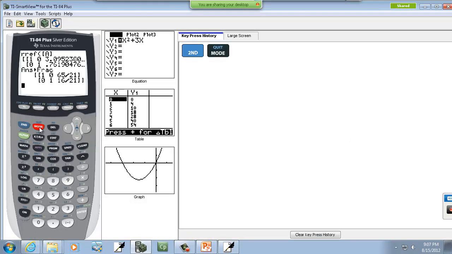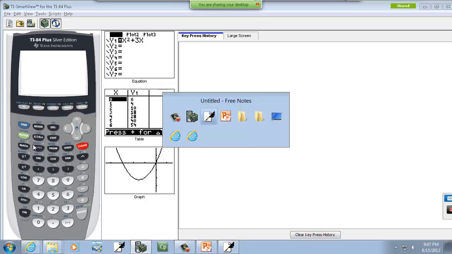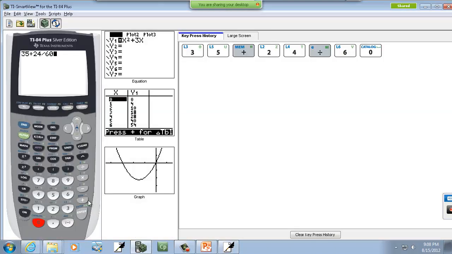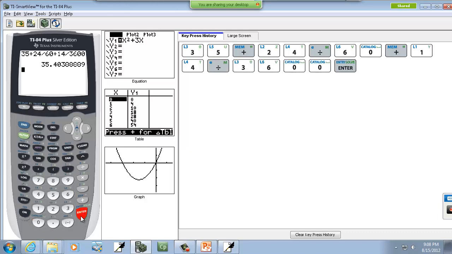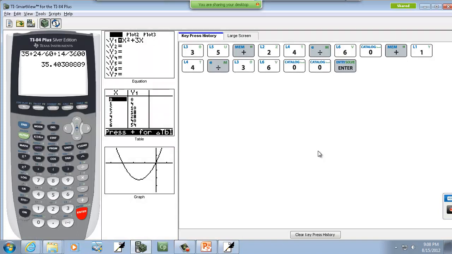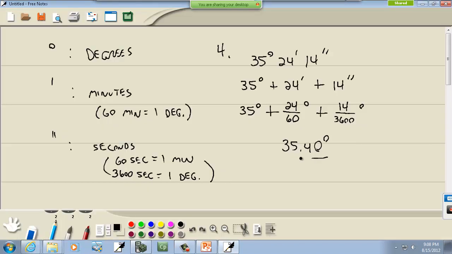And exit out there, second mode, clear. And we got 35 plus 24 divided by 60 plus 14 divided by 3,600. And press enter, and we get 35.4040. And that'd be our answer.